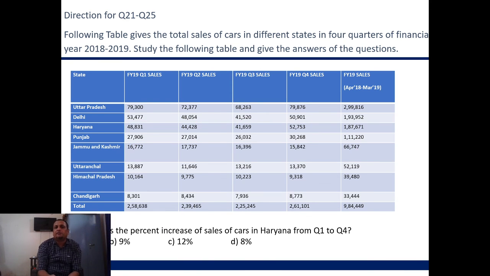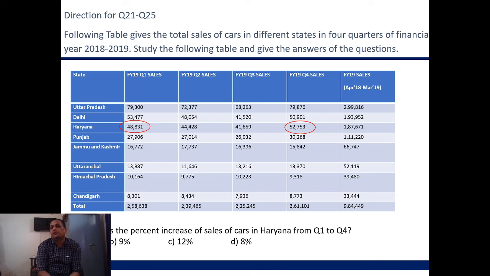Now here is another question. I am reading the question for you. What is the percentage increase in the sales of cars in Haryana from Q1 to Q4? So what is the sale of Haryana in Q1? 48831. What is the sales of Haryana in Q4? 52753. I have to calculate the percentage increase.